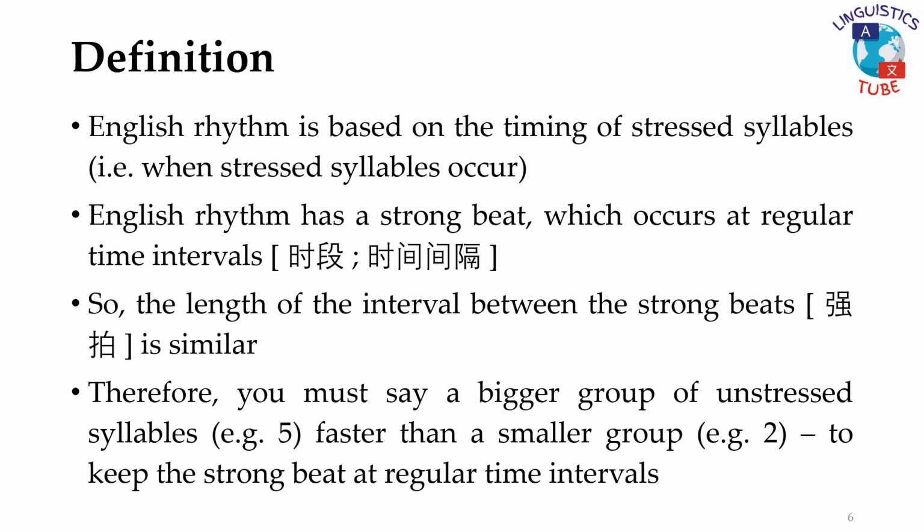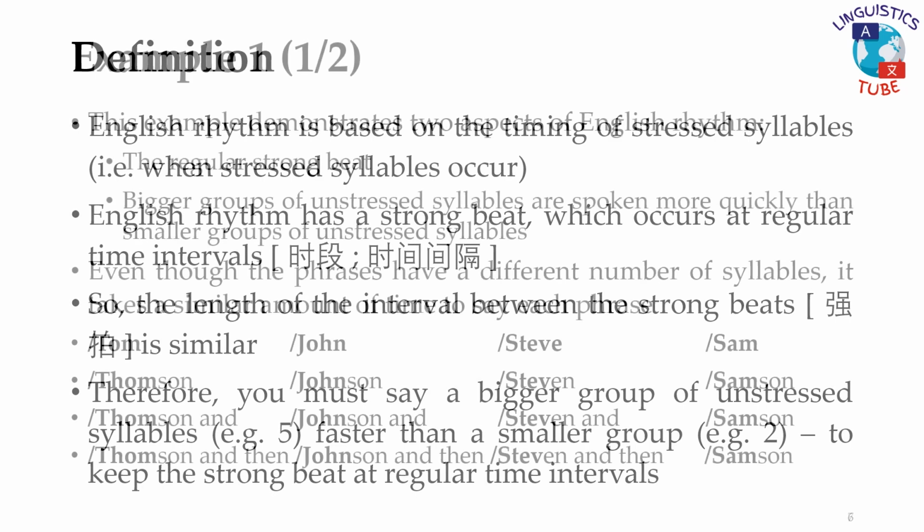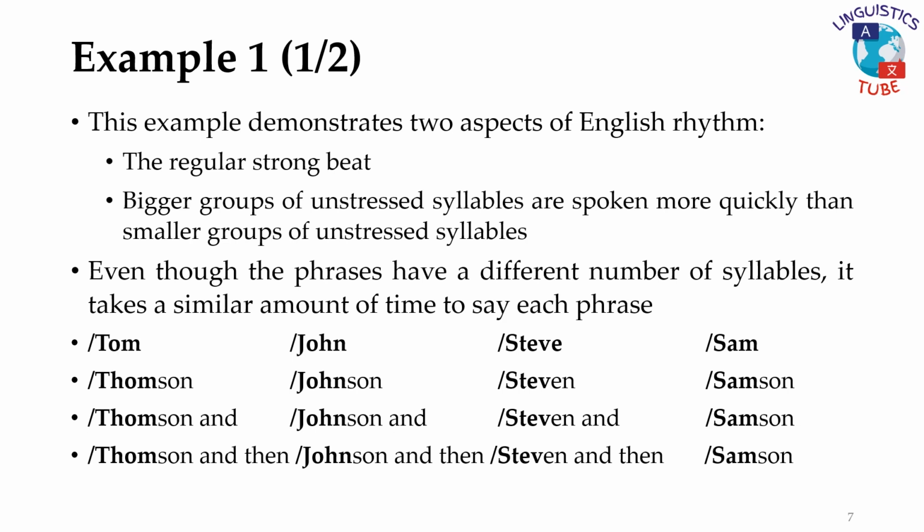Remember that unstressed syllables can be weak forms of function words, or even the weak syllables inside multisyllabic content words. Therefore, native speakers will say a bigger group of unstressed syllables, for example, 5 syllables, faster than a smaller group of unstressed syllables, for example, 2 syllables, in order to keep the strong beat at regular time intervals. This is the basis of English rhythm. The definition probably sounds confusing, so let's look at some examples.